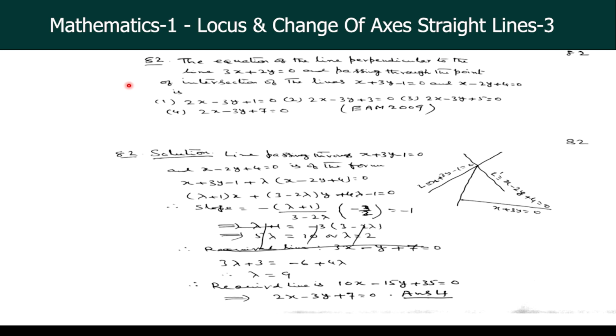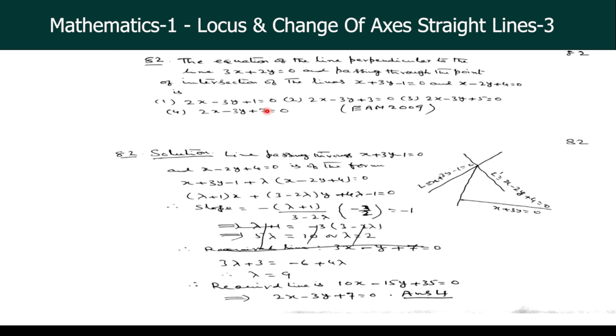Question 82: The equation of the line perpendicular to the line 3x + 2y = 0 and passing through the point of intersection of the lines x + 3y - 1 = 0 and x - 2y + 4 = 0 is: options are 2x - 3y + 1 = 0, 2x - 3y + 3 = 0, 2x - 3y + 5 = 0, 2x - 3y + 7 = 0.